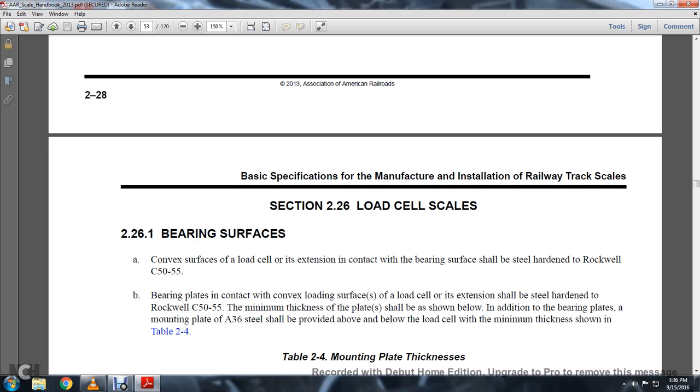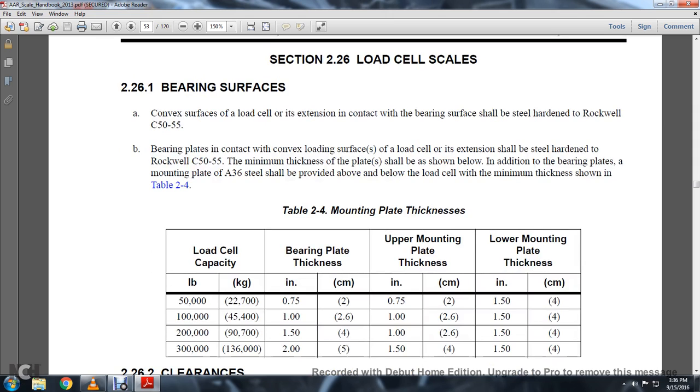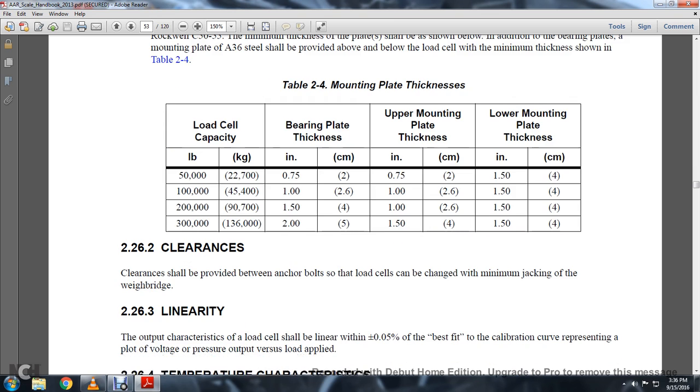Minimum thickness of the plate: the shell shall also be below the additional bearing plate for the mounting of the plate with the A36 shell provided below the load cell, with the minimum thickness shown in the table. 242 shows the mounting plate thickness, load capacity with the bearing thickness and the mounting plate thickness, in pounds, kilograms, inches, centimeters.